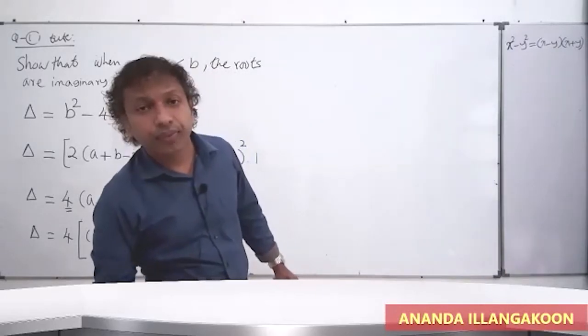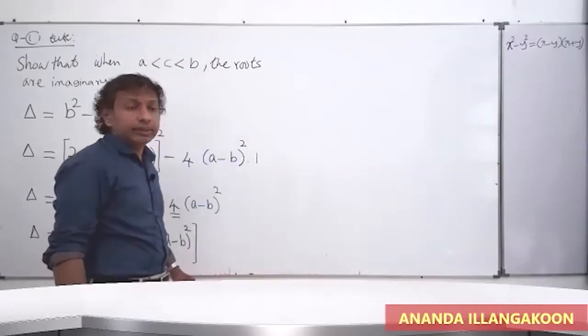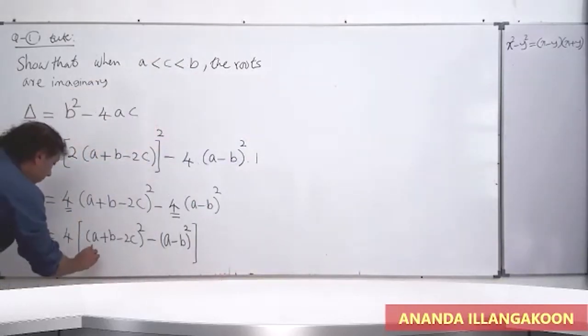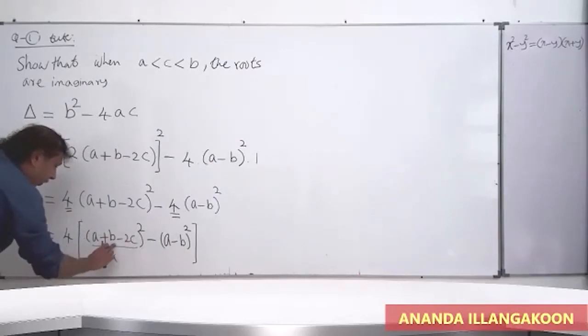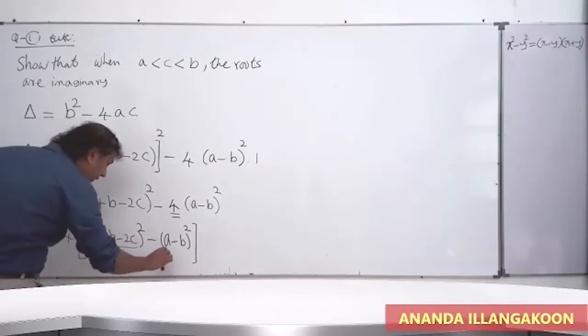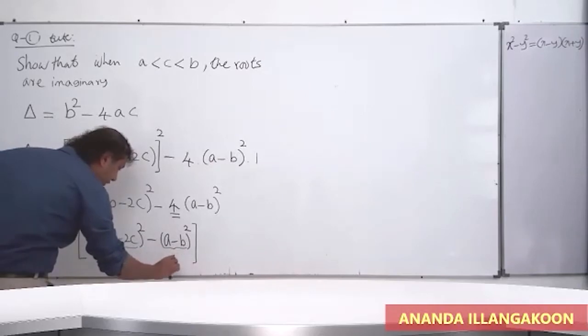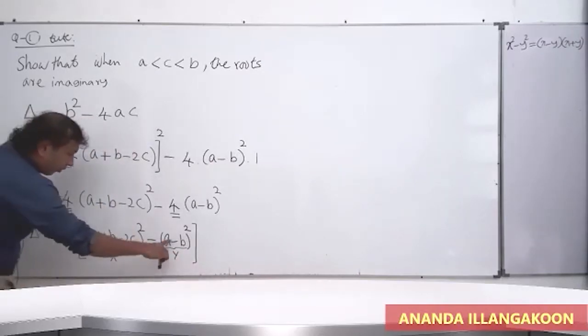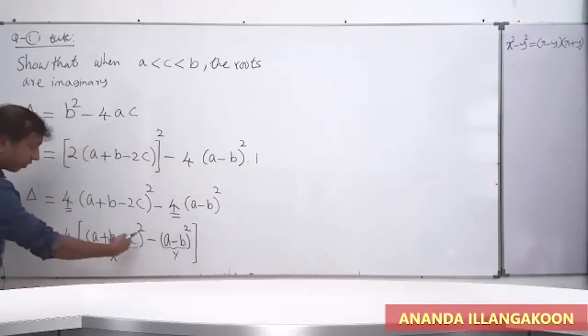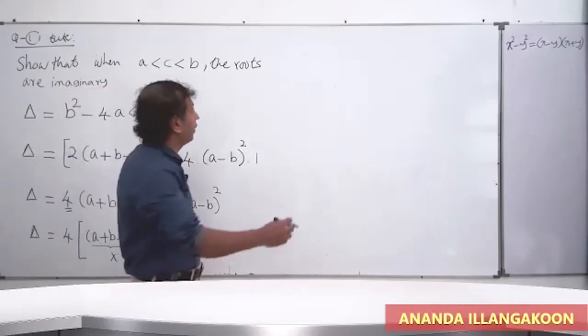Right? Then think this way. This within-bracket part only, I am saying to take as x; this is x squared. Then take this as y. Within the bracket, this a minus b part only, I am asking you to take as y. x squared minus y squared. Then you can write the factors of this.